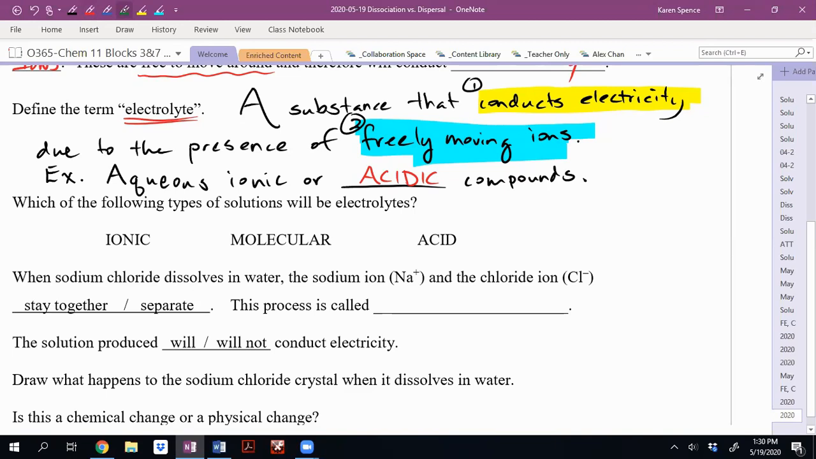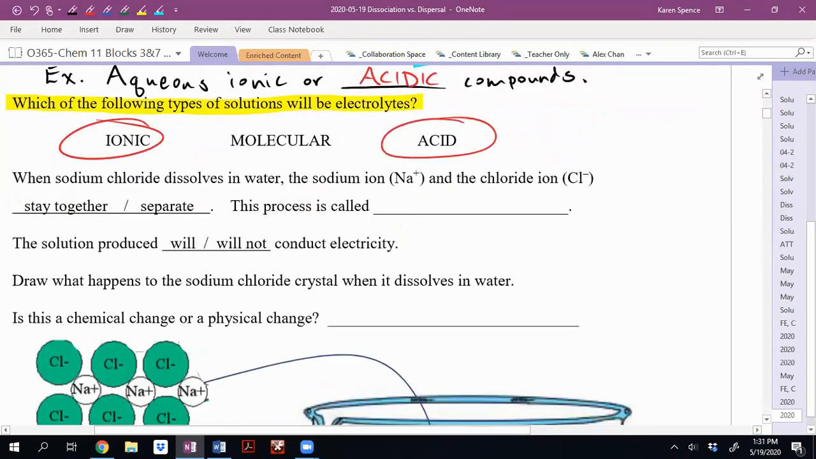Will it be an ionic compound, a molecular compound, or an acid? Which of the following solutions will be electrolytes? Acid, yes, very good. Anything else? When we dissolve sodium chloride in water, do the sodium ion and the chloride ion stay together, or do they separate? So here's a sodium and a chloride ion. Are they going to stay together in the water, or are they going to separate?